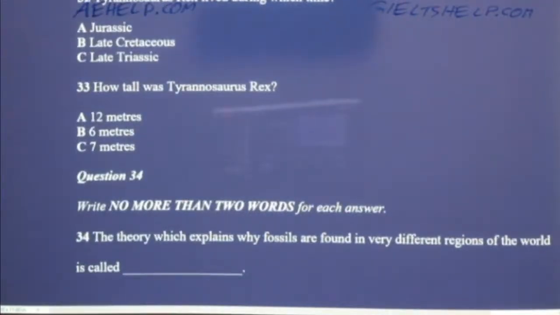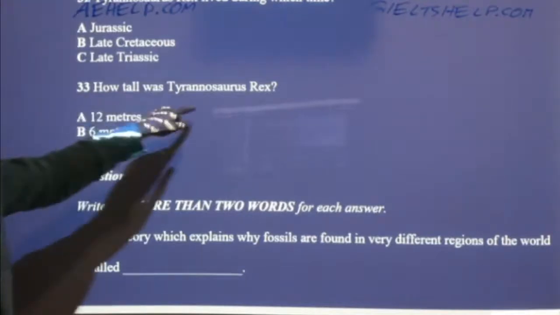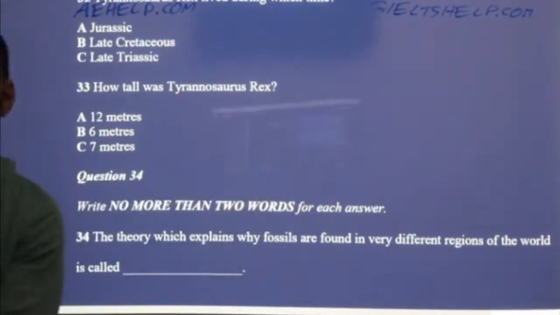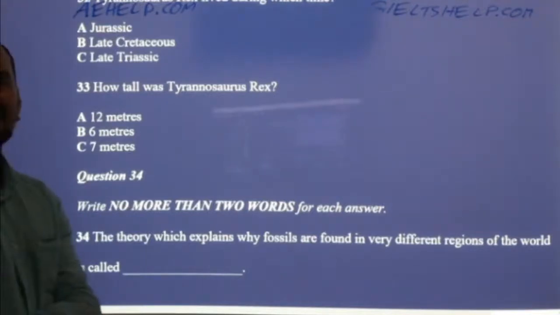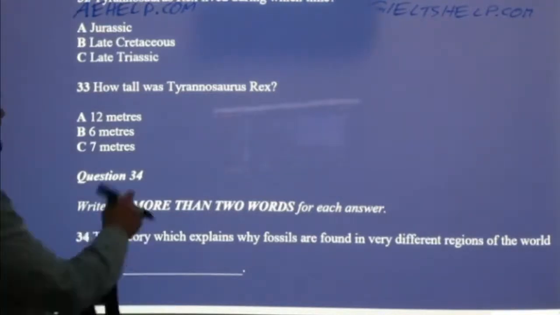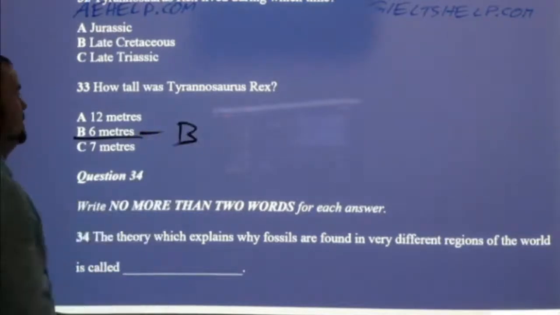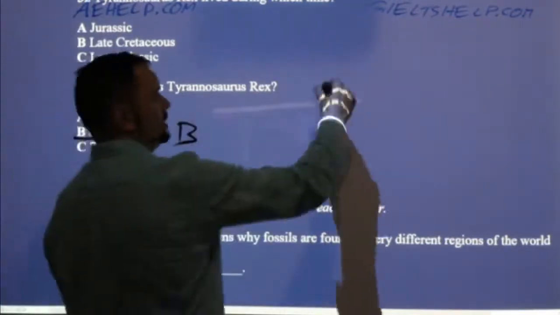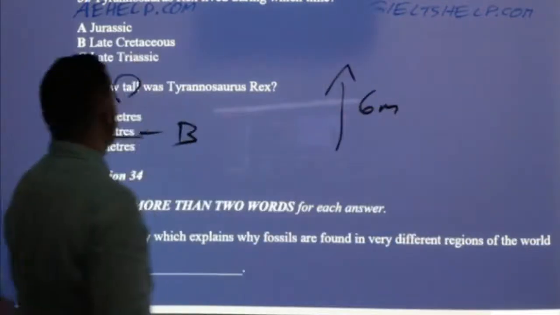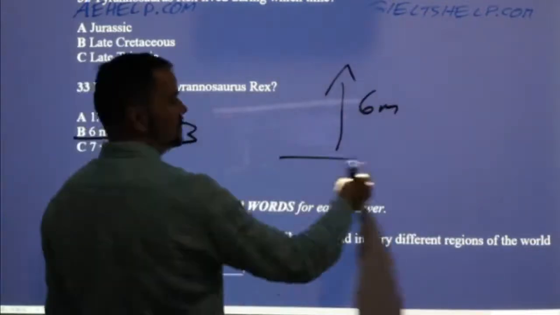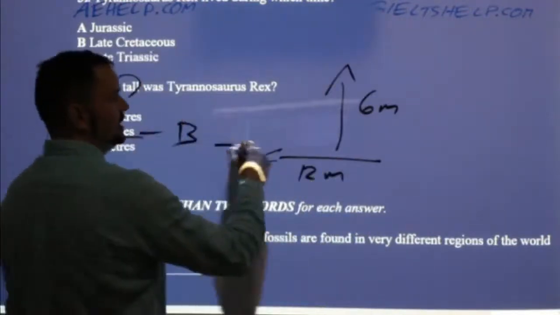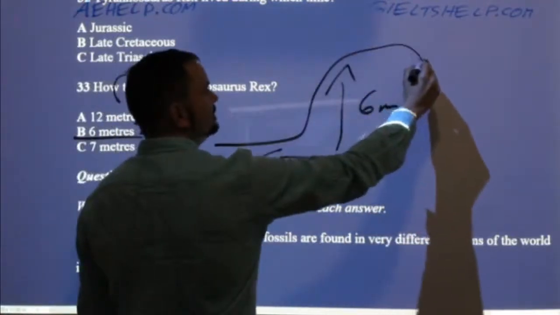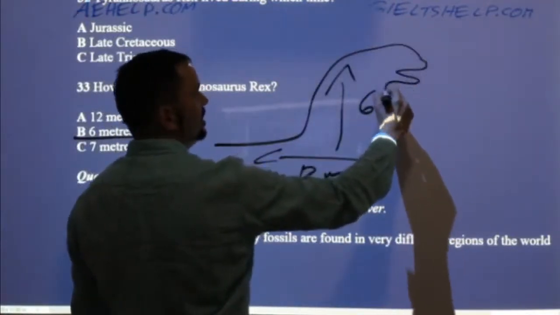Okay, so number 33. How tall was Tyrannosaurus Rex? How tall was T-Rex? 12 meters, 6 meters, 7 meters. Correct answer is B, 6 meters. Okay, tall is this way, right? 6 meters. Okay, how long? This way was 12. Okay, why? Because T-Rex kind of looks like Godzilla.